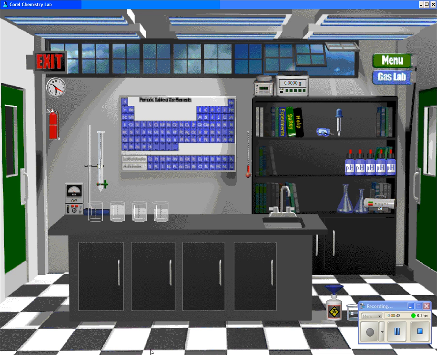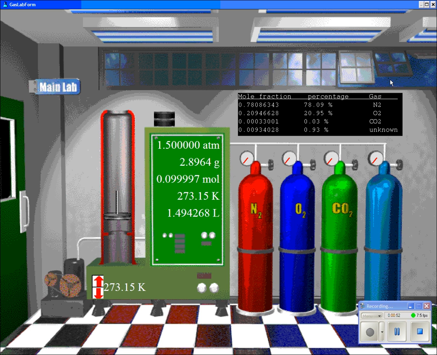So we're going to go into our simulation. This is a chem lab program that we have at the school. We're going to go into the gas lab. On your screen right now, you'll see 4 cylinders of gas on the right-hand side. Those are what we're going to use to fill up our cylinder, which is on the left, the red outline.